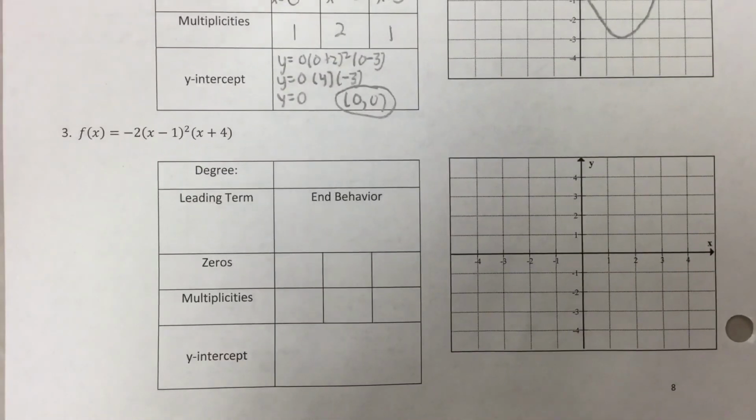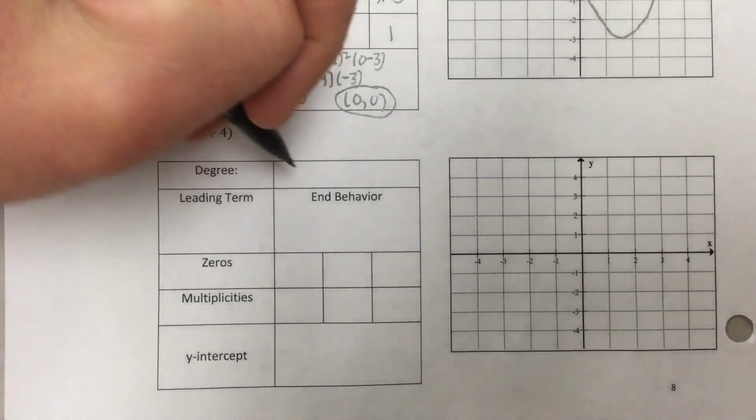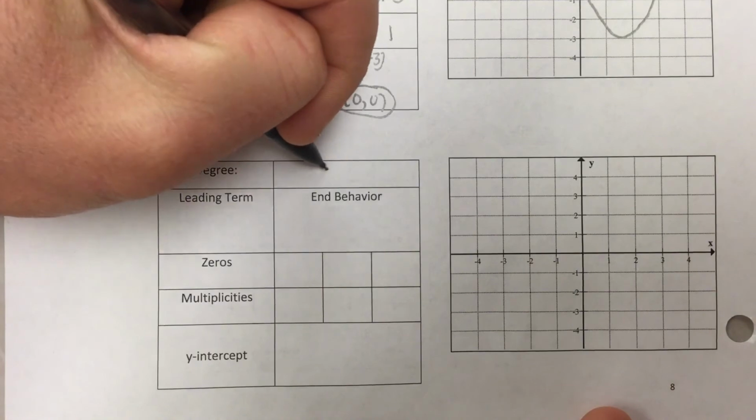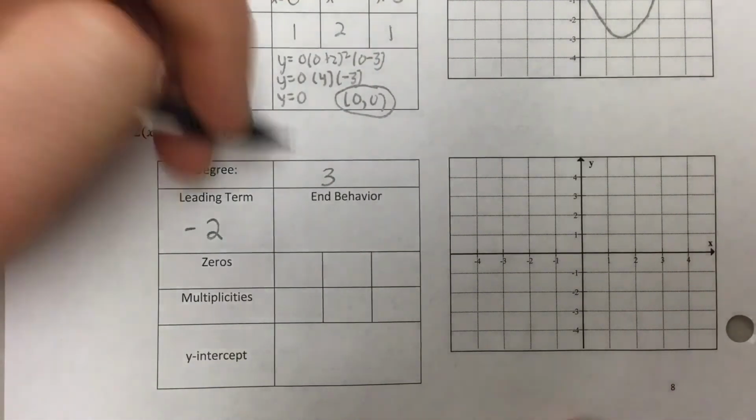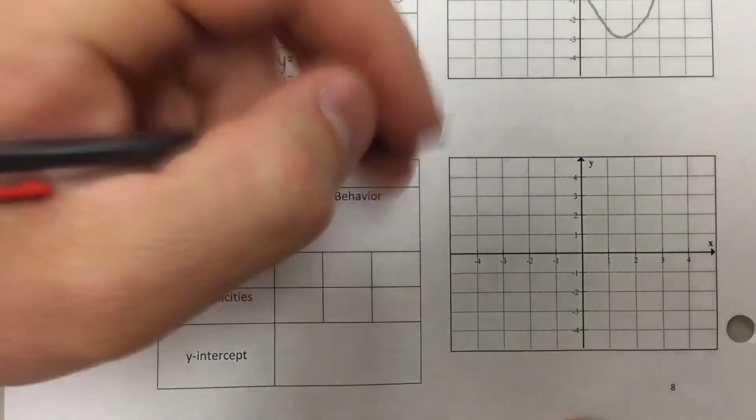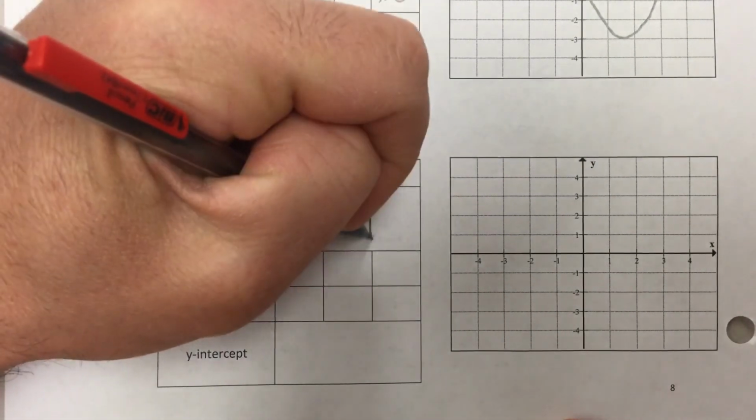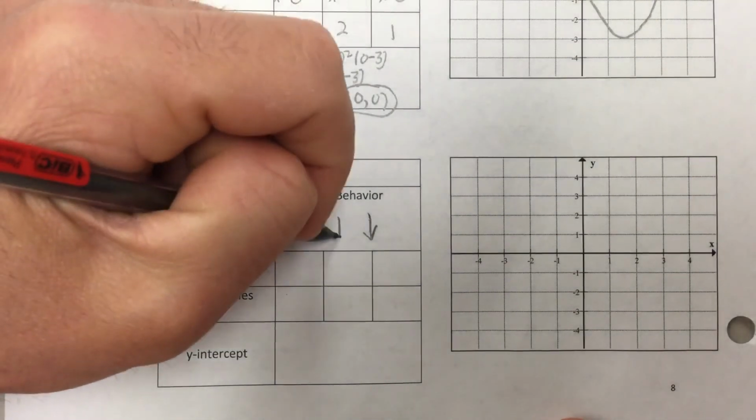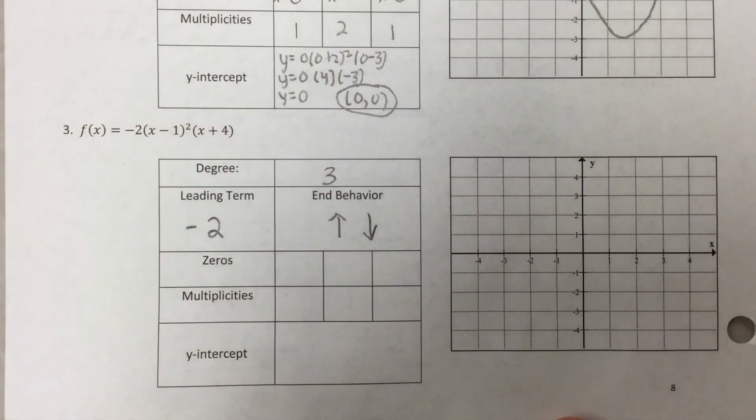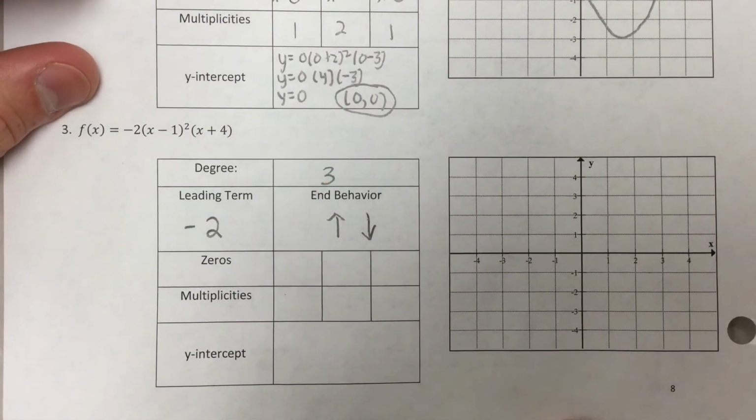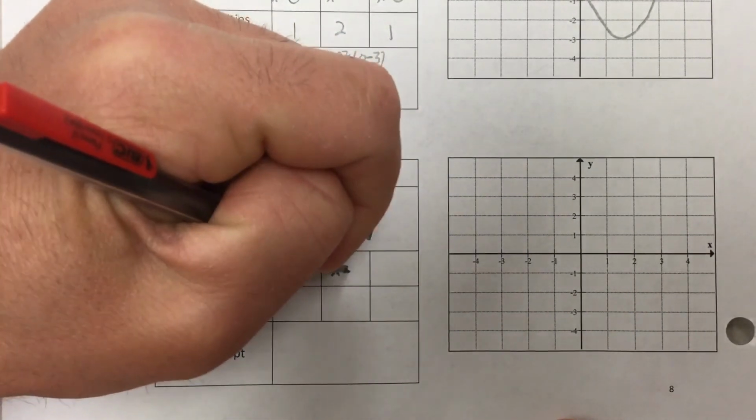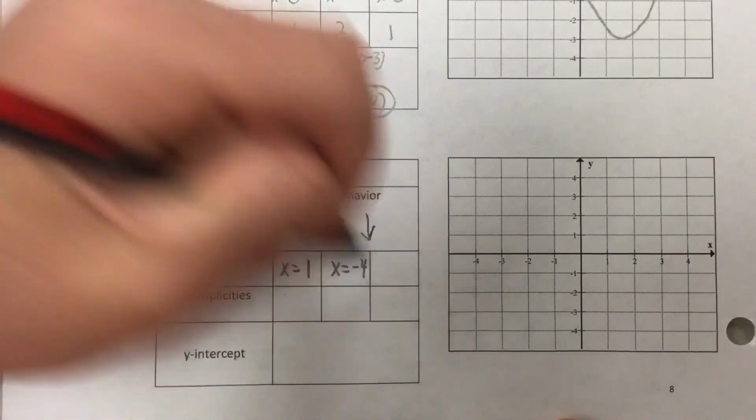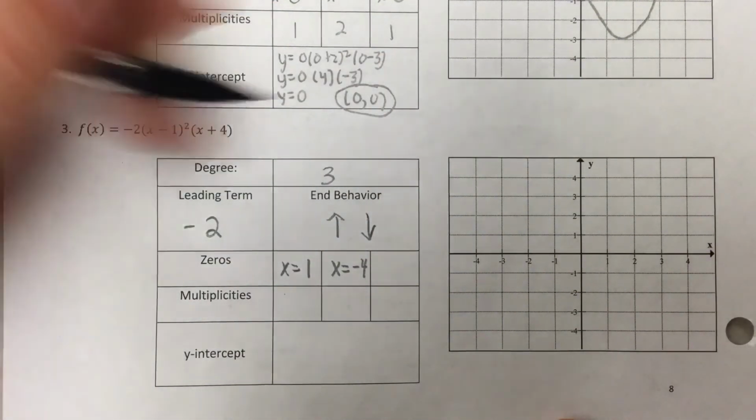All right, I'd like you to try this one. All right, so our degree here is going to be 3. Our leading term now is -2, so be careful. All right, so our degree is 3. Our leading term is negative, so that means we have to end negative, which means we would start positive. Our zeros are going to be x equals 1 and x equals -4. And our multiplicities are going to be 2 and 1.